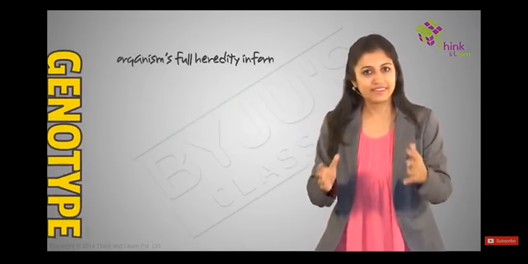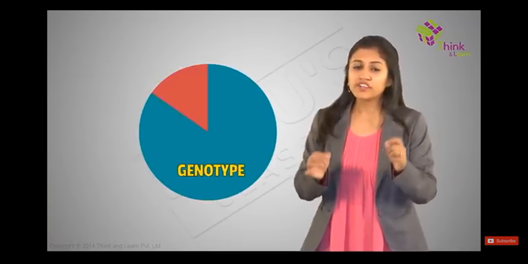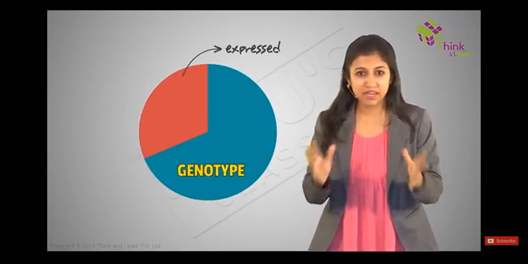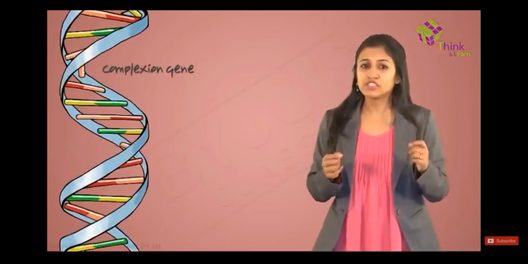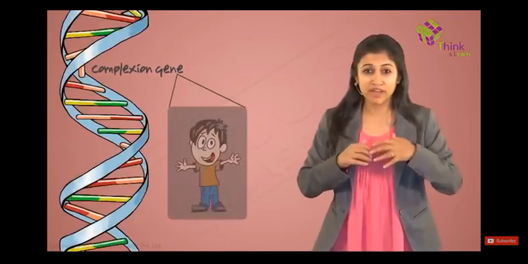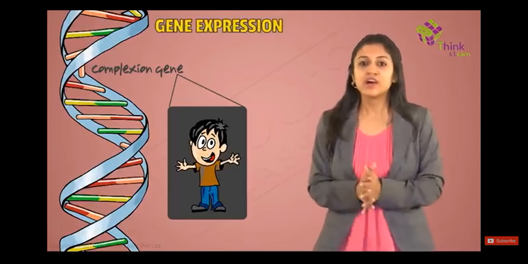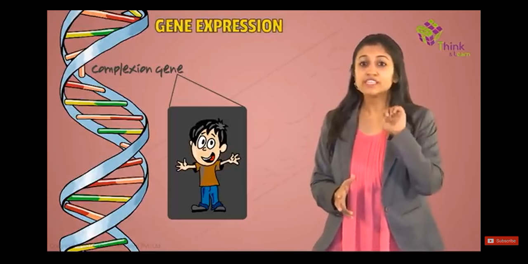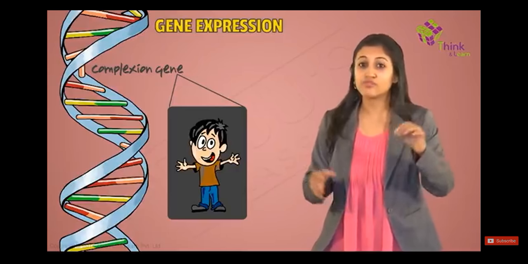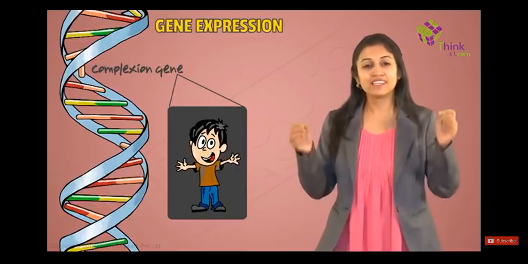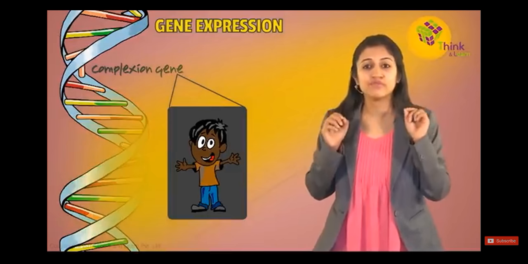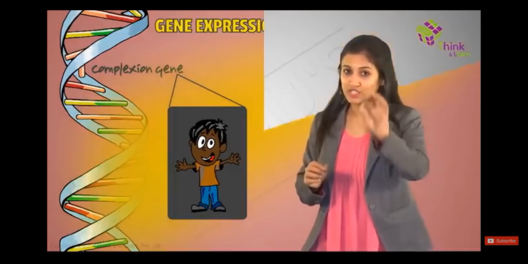And genotype is an organism's full hereditary information. Now, the part of the genotype that is expressed is called the phenotype. Expressed. Big word. What does it mean? Nothing much. When the information that is there in your genes gets manifested or shown, it's called gene expression. Now, the phenotype that you see is because of the combination of the genotype that you have and the environmental factors that affect it. We're going to see how exactly in a short while.